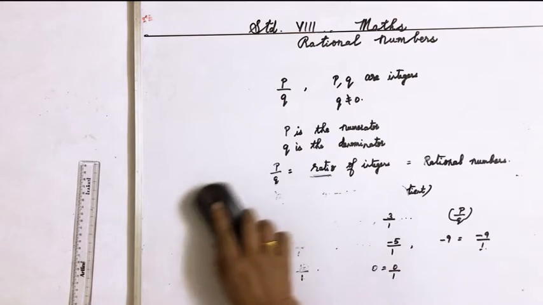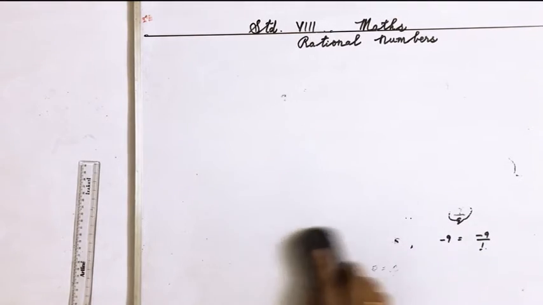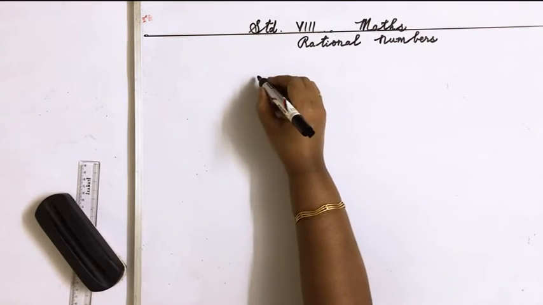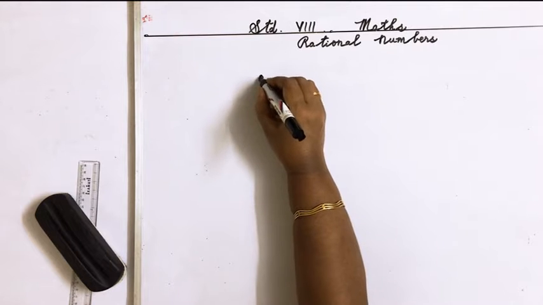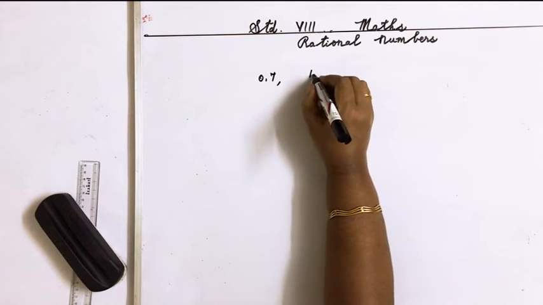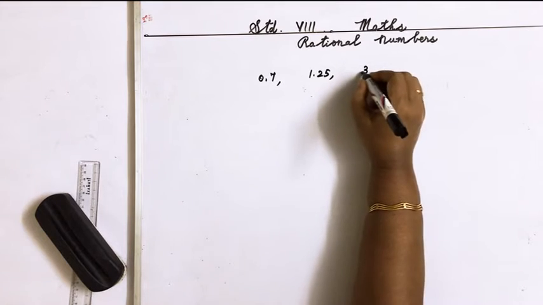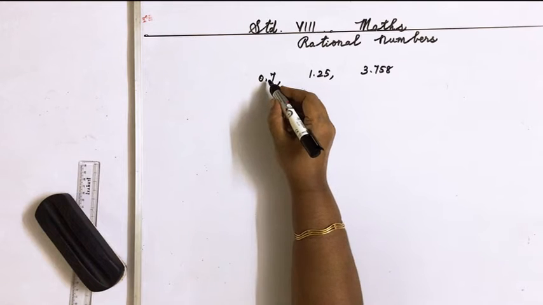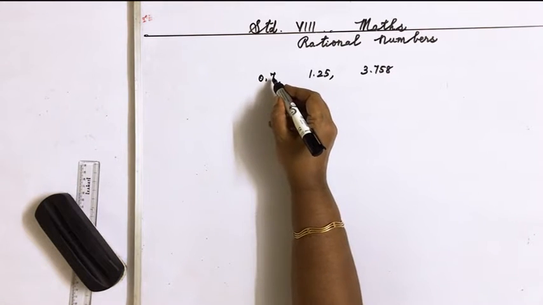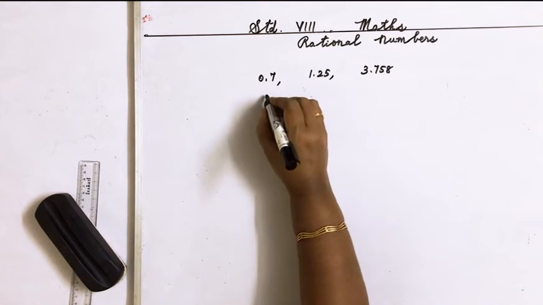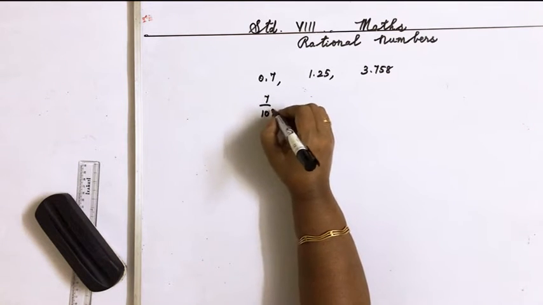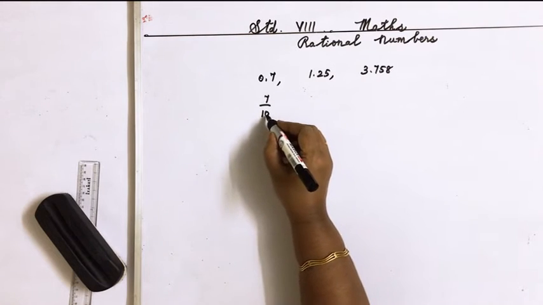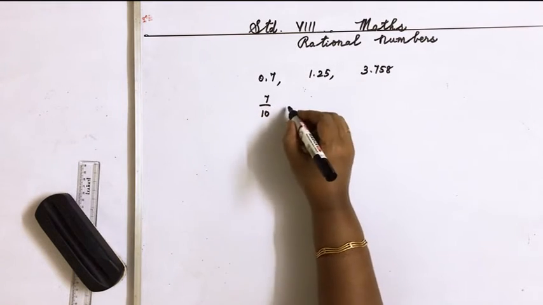Now we will see how to write a decimal number as a rational number. Let us consider decimals like 0.7, 1.25, 3.758. Here in 0.7 we have one decimal place. What is one decimal place? After the point there is one number. How can you write this as a fraction? 7 by 10. So this is in the form of P by Q, and here Q is not equal to 0. So this is a rational number.